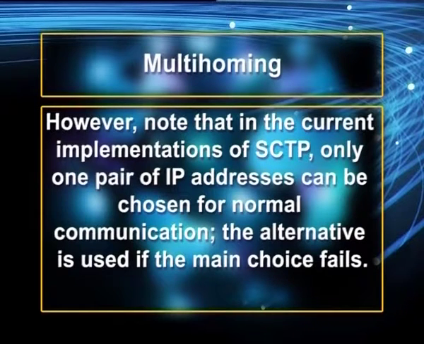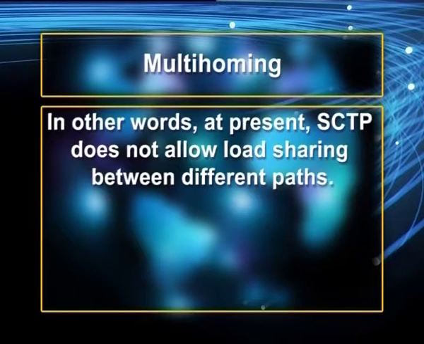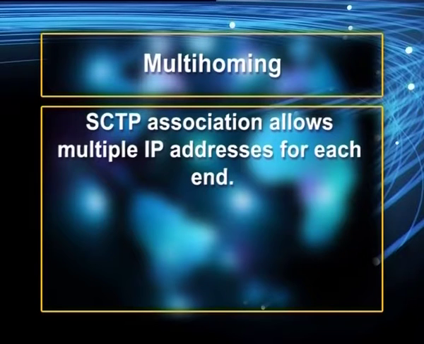However, note that in the current implementations of SCTP, only one pair of IP addresses can be chosen for normal communication. The alternative is used if the main choice fails. In other words, at present SCTP does not allow load sharing between different paths. SCTP association allows multiple IP addresses for each end.